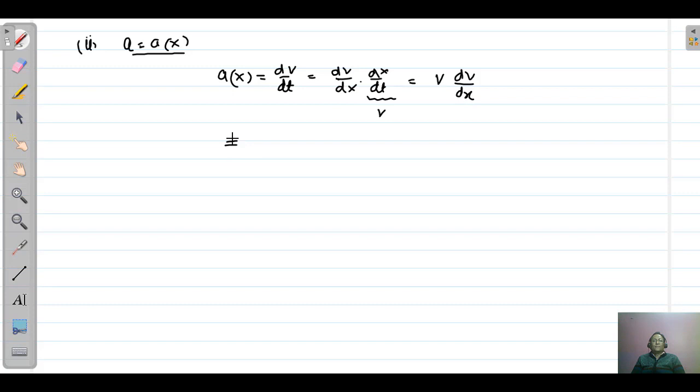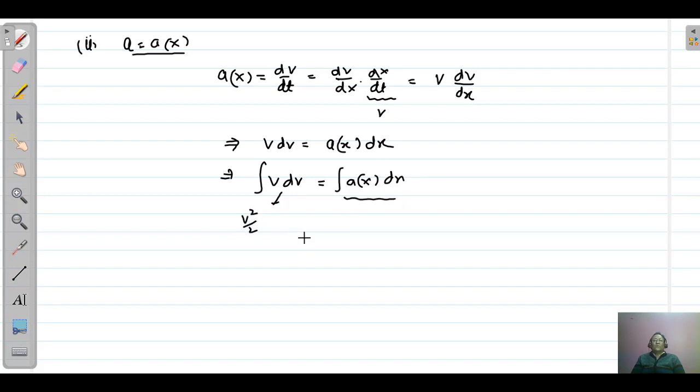This implies that v dv equal to a(x) dx, and now we integrate this with proper limits. This formula we know, v squared by 2, and we integrate it. So we finally get v as a function of position.